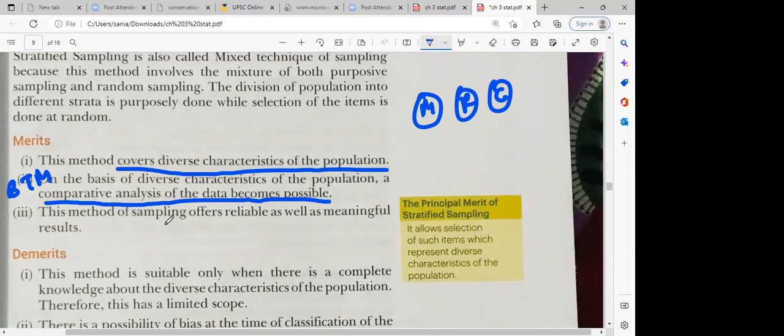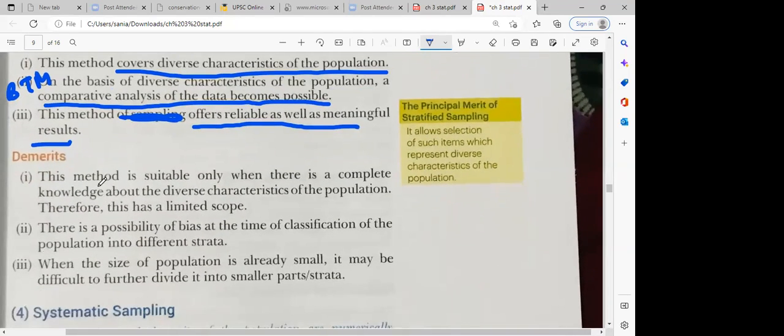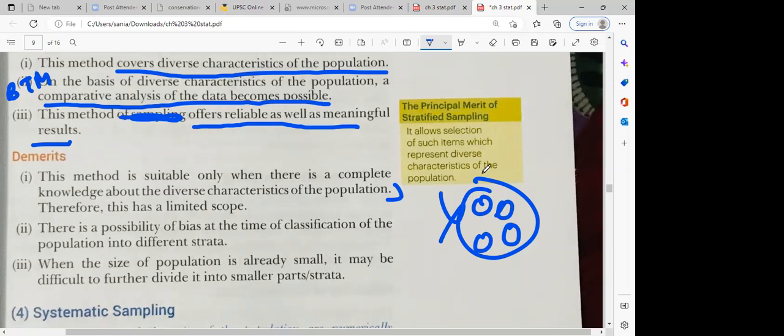Okay, then here, this method offers reliable as well as meaningful results. So you will write this method offers reliable as well as meaningful results. Okay. Now coming to demerits, first of all, this method is suitable only when there is a complete knowledge about the diverse characteristics of the population. For example, over here, you don't know whether males, females or children are living, or male, female, old age people, whatever it is. If you don't have the knowledge about the diverse characteristics of a particular area, you cannot make any conclusion. So you cannot use it.